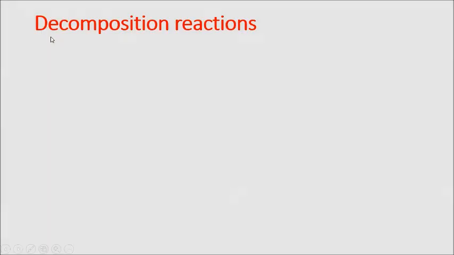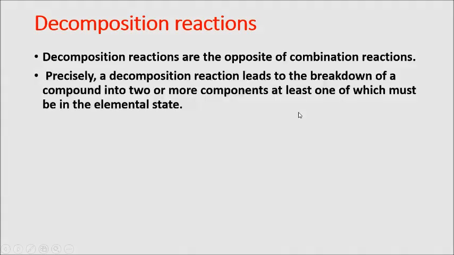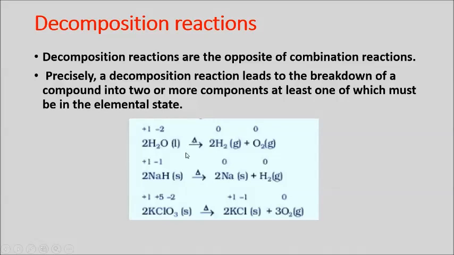The second type of redox reaction is decomposition reactions. It is the opposite of a combination reaction. A decomposition reaction leads to the breakdown of a compound into two or more components, and here also we have a condition that at least one of which must be in the elemental state. Like 2H2O, this is the decomposition of water. It gives 2H2 plus O2.